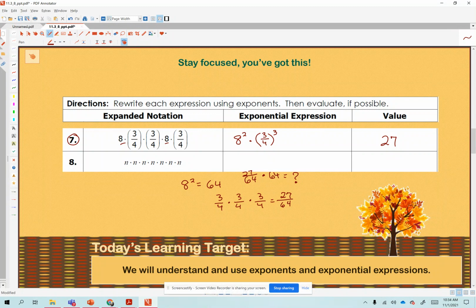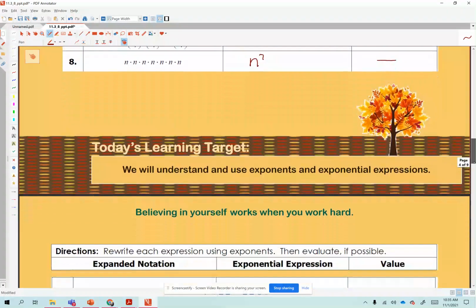Okay, let's move on to number 8. Now I'm going to clear our page a little bit. So for number 8, I just have a variable. I have n, and I have 1, 2, 3, 4, 5, 6, 7 of those. That would be n to the 7th power. Now we cannot evaluate n to the 7th power. So our work is done with that respect. Were you able to figure that out on your own? I hope so.